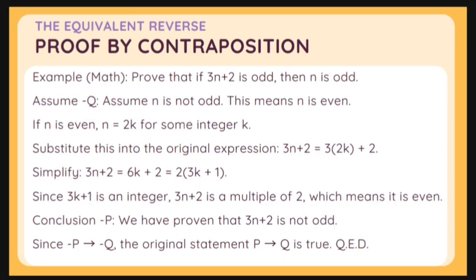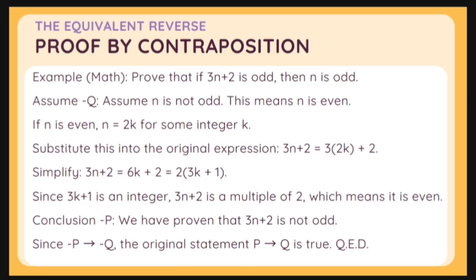Use a direct proof method to show that this leads to not P. Example, prove that if 3n plus 2 is odd, then n is odd. Assume not Q, assume n is not odd. This means even. If n is even, n equals 2k for some integer k. Substitute this into the original expression.